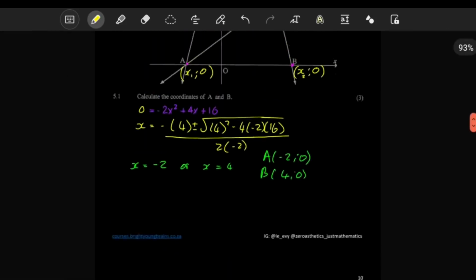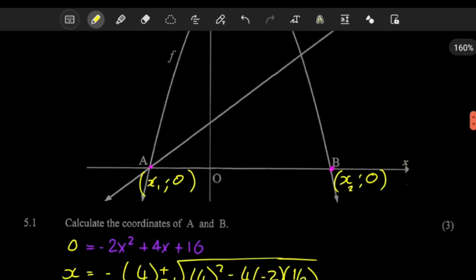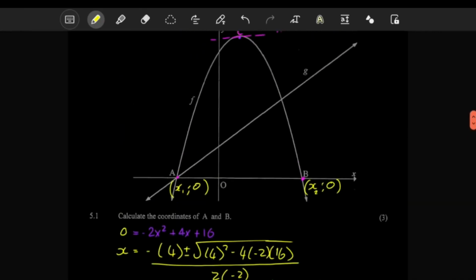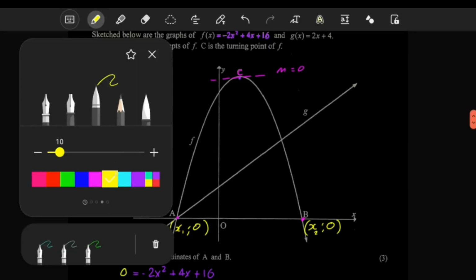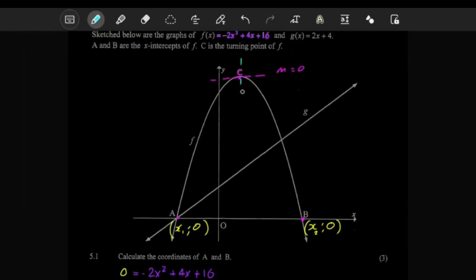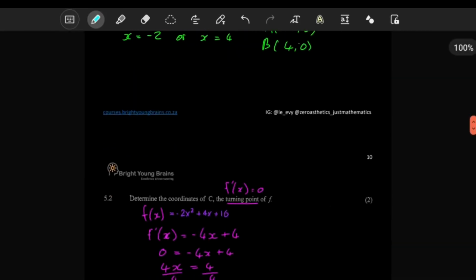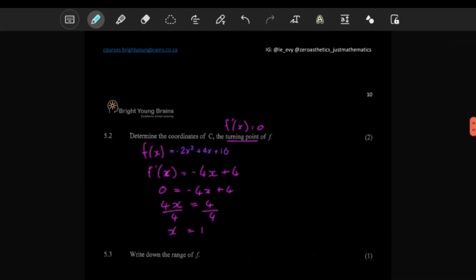So our x value is 1, but the lucky thing is that was actually the long way of getting the x value, because remember, the x value of your turning point is always in between your x-intercepts, always and forever. So what you could have done is just work out the midpoint of -2 and 4. Let's see if the midpoint of -2 and 4 is 1, and it should be.